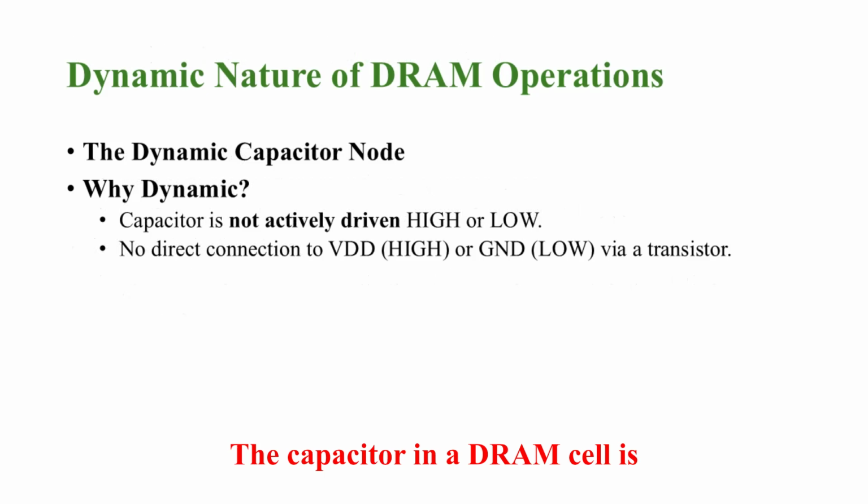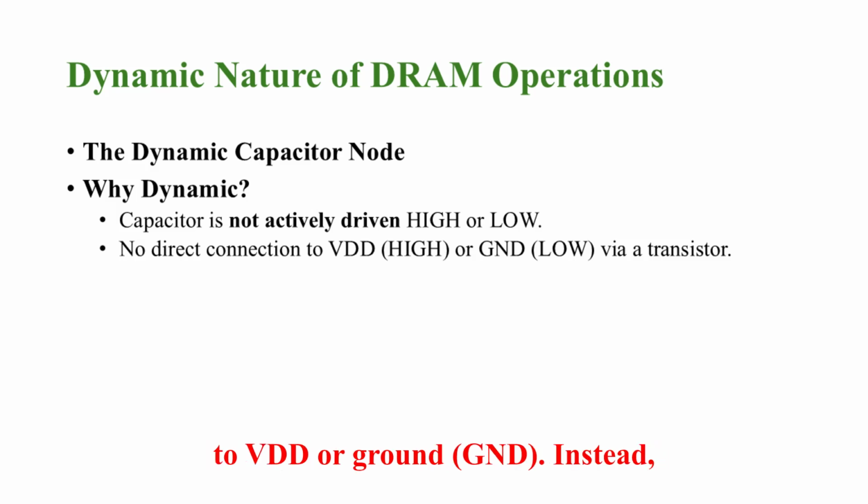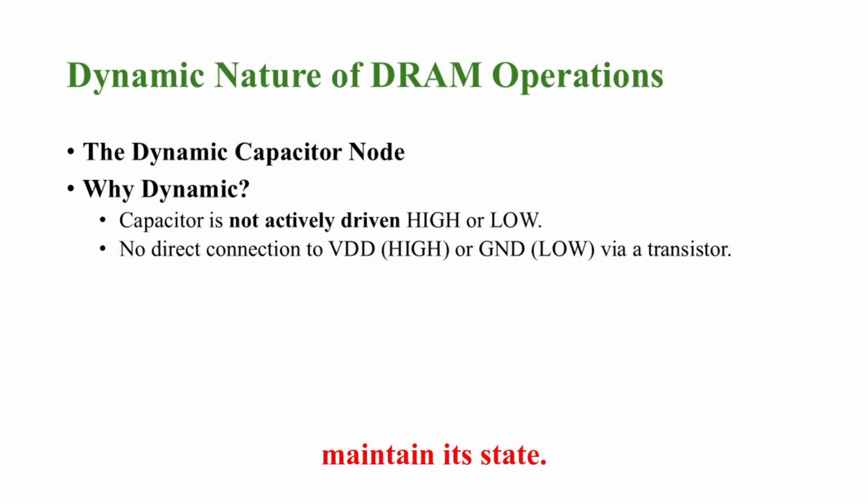The capacitor in a DRAM cell is called dynamic because it is not actively driven high or low by a direct connection to VDD or ground GND. Instead, the state of the capacitor, whether it holds a charge or not, represents the stored bit of data. This lack of active driving makes the capacitor node dynamic, requiring additional mechanisms to maintain its state.